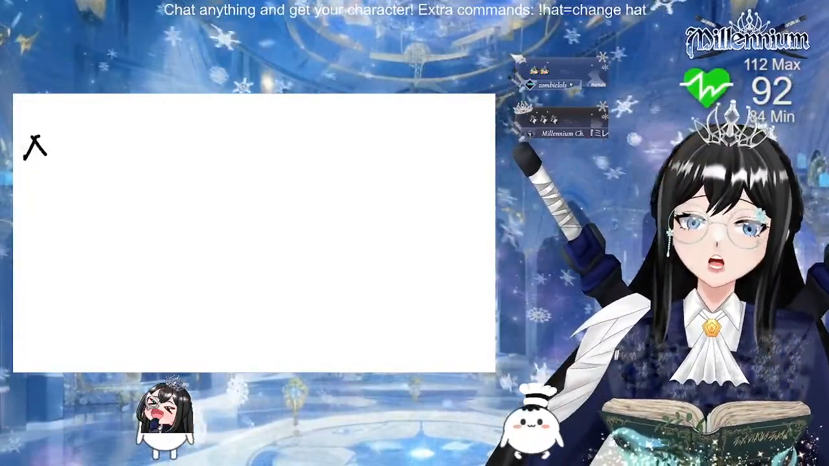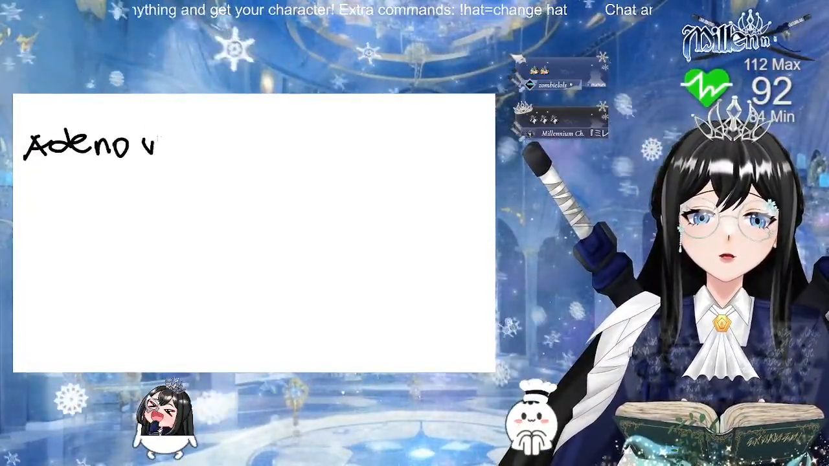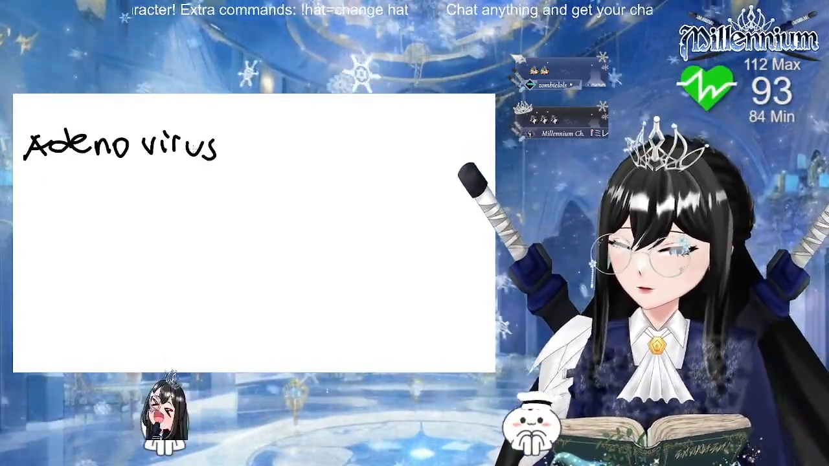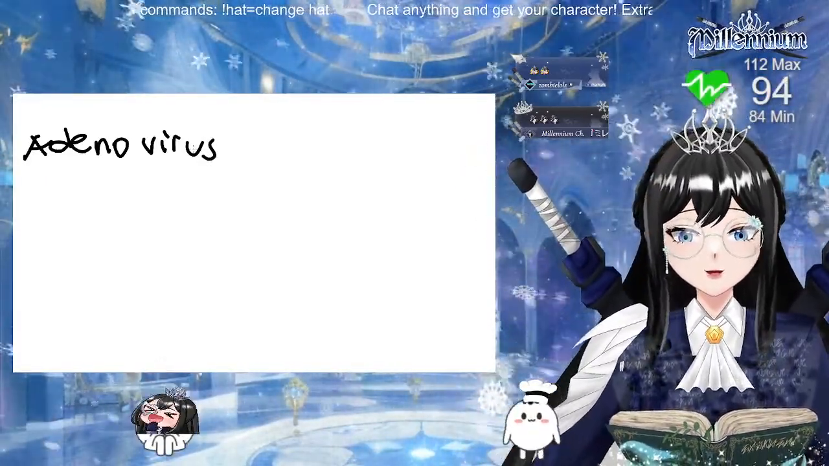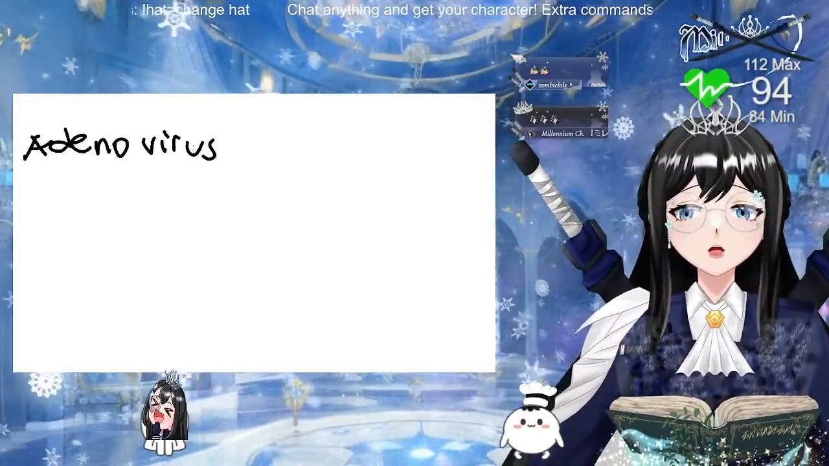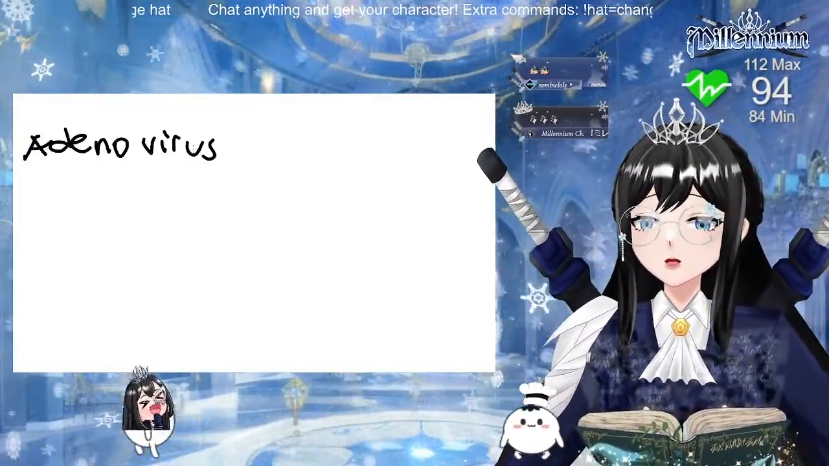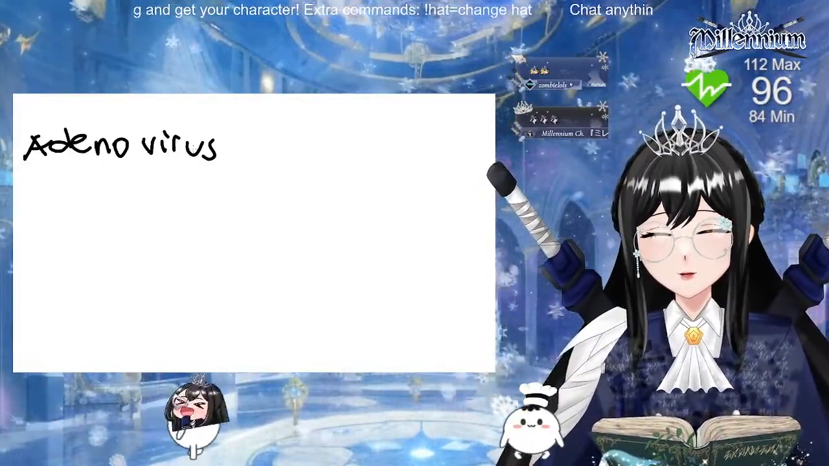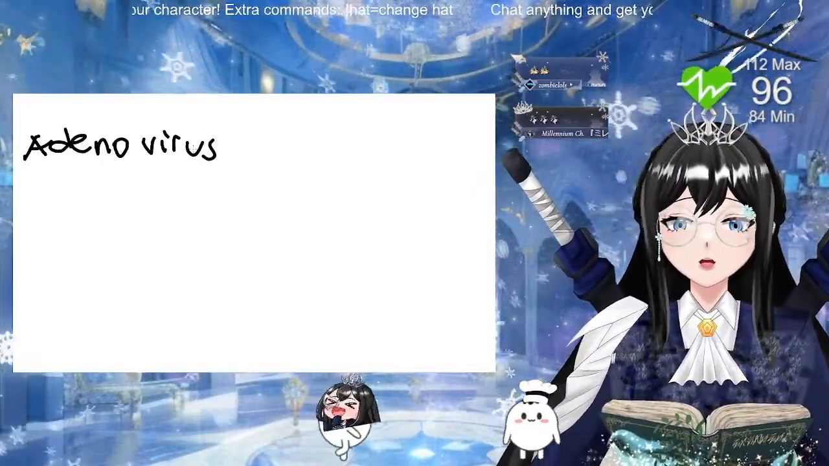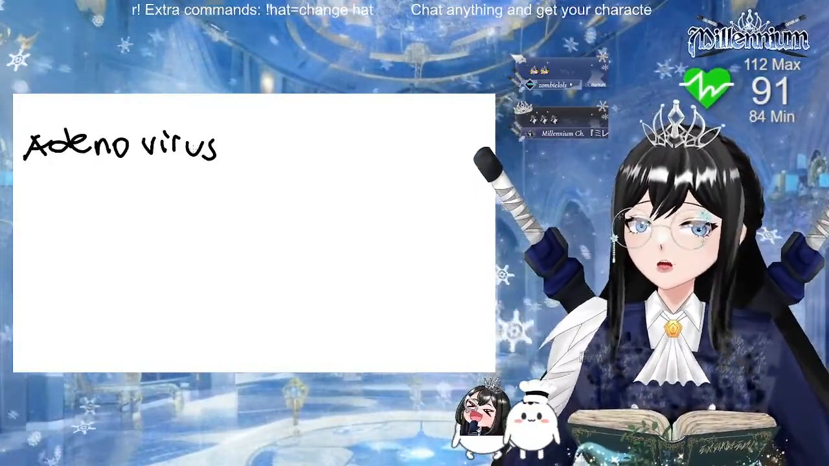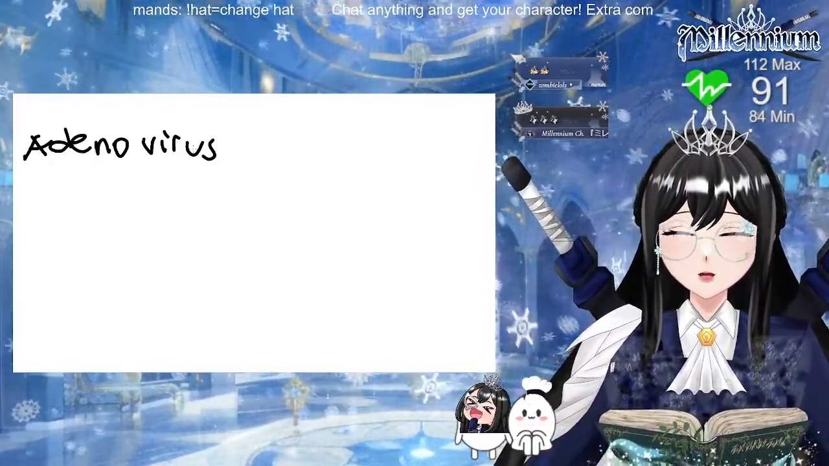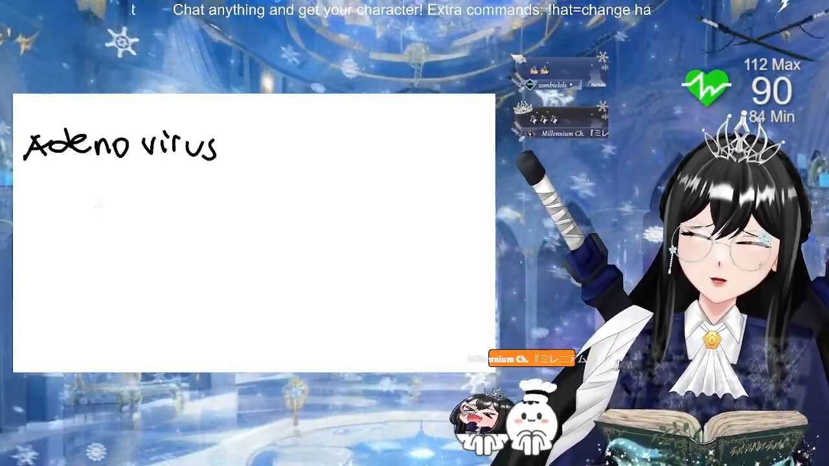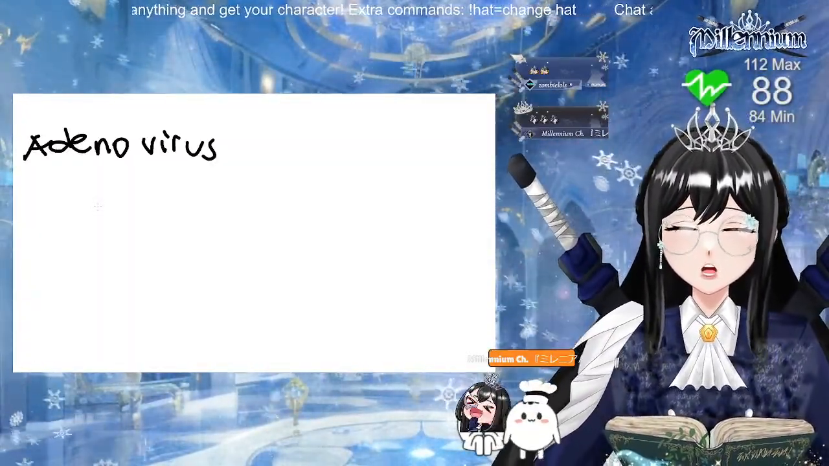So adenovirus is a naked DNA virus, meaning it does not have a lipid envelope and it carries a DNA genome. Meanwhile, VSV is enveloped. It's enveloped with an RNA genome.